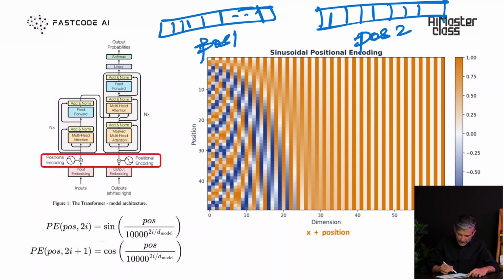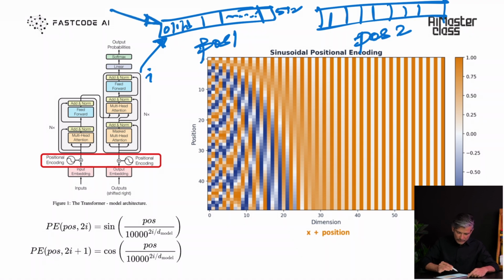And this i that you see in the denominator is the index in the vector itself. So here i equals 0, 1, 2, and then all the way to whatever the size of this encoding is, let's say 512, or 64, depends. So now what we do is we have this additive encoding.